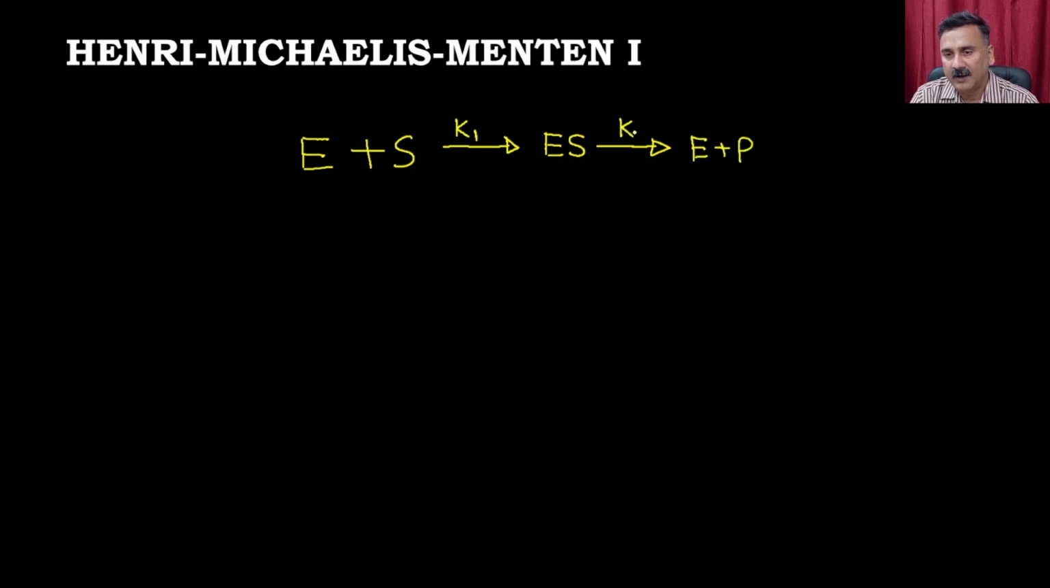In a rapid equilibrium, what you have is this: the enzyme interacts with the substrate, and then there is the forward reaction, which is responsible for the formation of the enzyme substrate complex, and the rate constant for this is K1. Then this is broken down into the enzyme plus product, and this is called K2. Now the enzyme substrate complex can also break down into the enzyme and substrate, at equilibrium, with a rate constant of K minus 1.